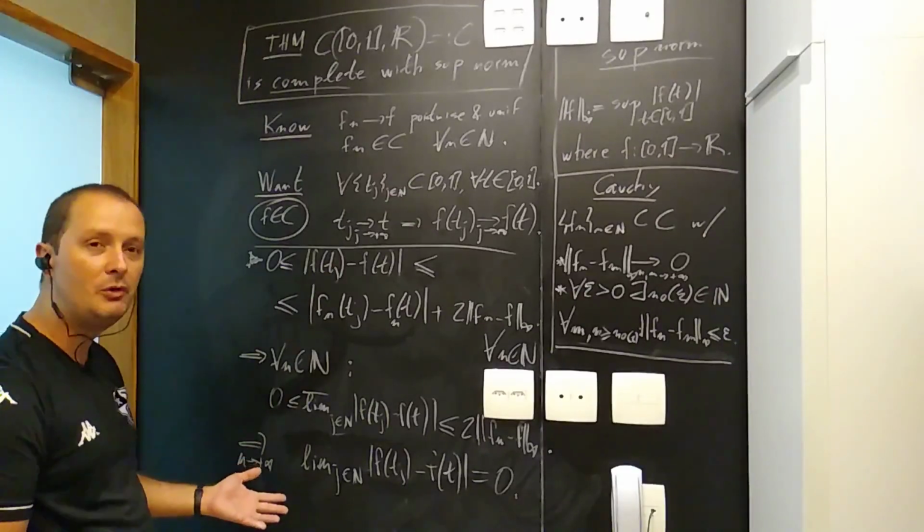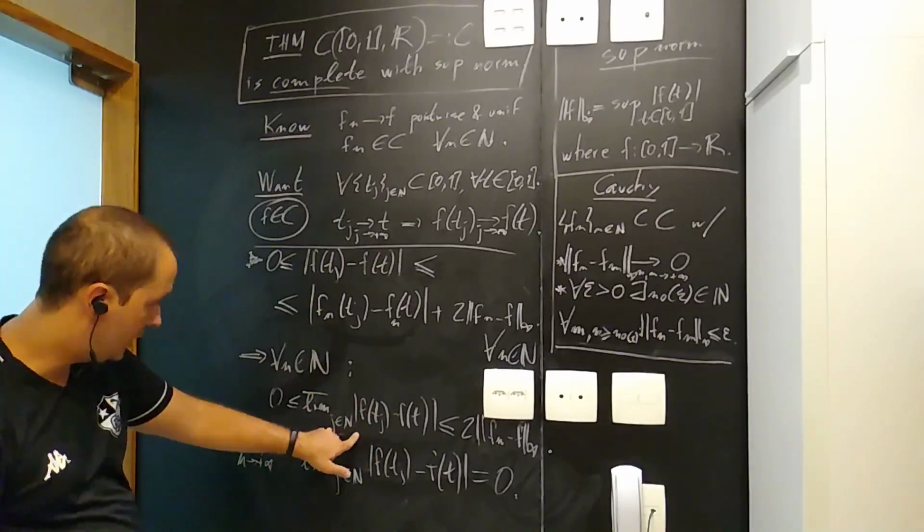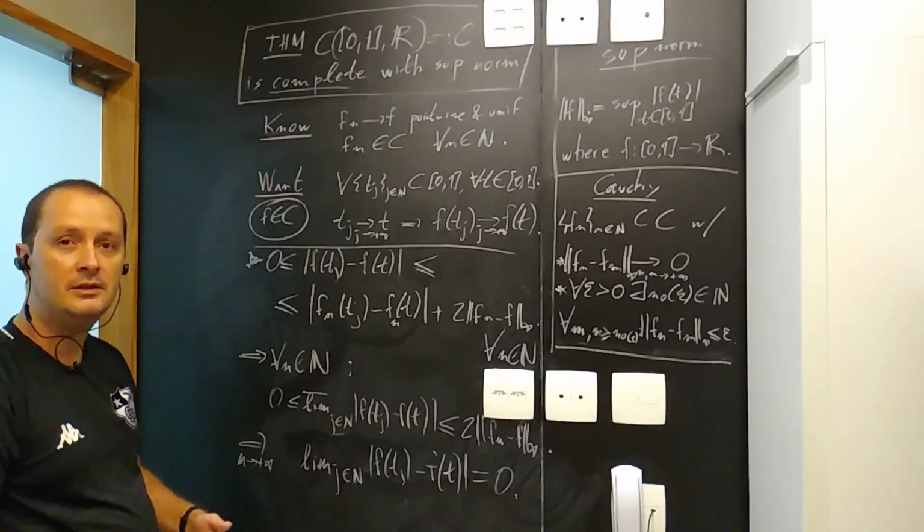And that's how we deal with this issue of double limits. Basically, we don't do a double limit. We first do the limit in j, and then we do a limit in n. And that's it.